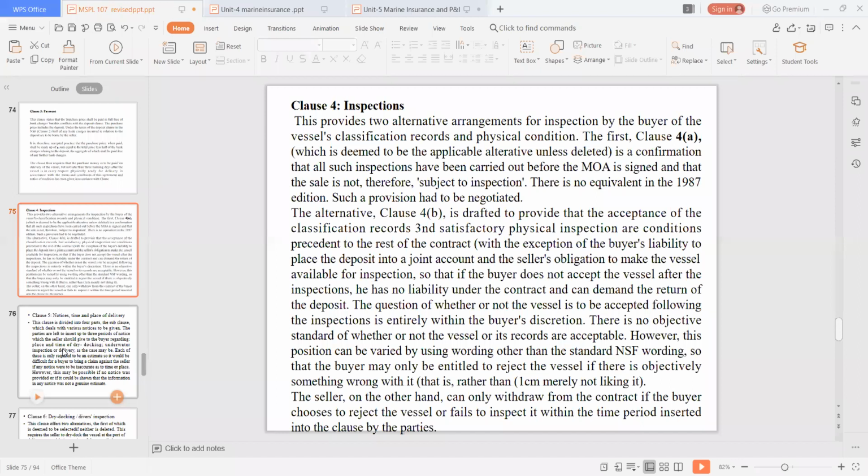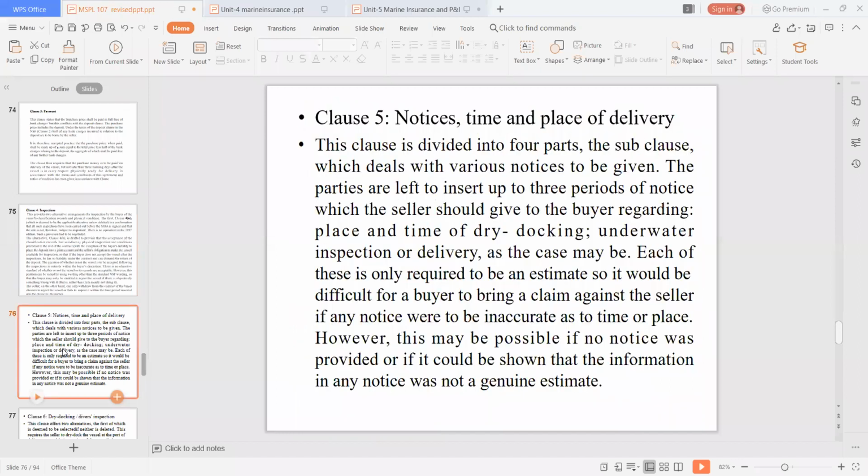Next one, I move to the next one. Clause 5, notices, time and place of delivery. This clause is divided into 4 parts. The subclause deals with the various notices to be given. The parties are left to insert up to 3 periods of notice, which the seller should give to the buyer regarding the place and time of dry docking, underwater inspection or delivery as the case may be.